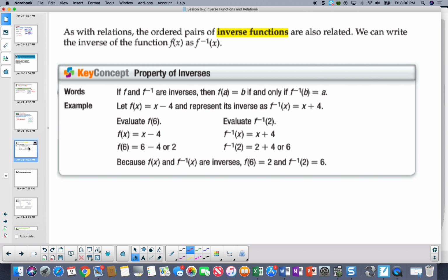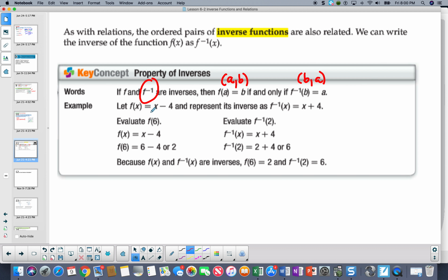Inverse functions are also related. We see them so often that we have a special notation for an inverse function. We call this f inverse, or the inverse of f. Now, f of a equals b means if you send a in, you get b out. And the inverse relationship says if you send b in, you get a out. So this is an inverse relationship.